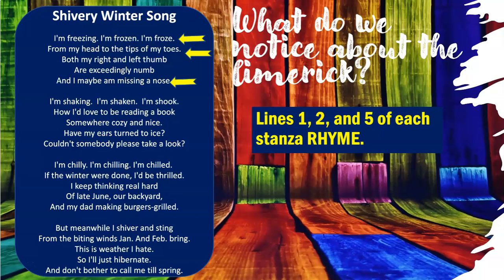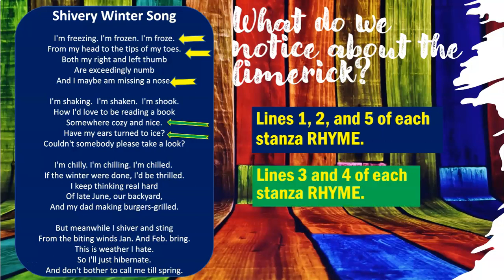Okay? Do you notice anything else about rhyming? Boom. Right? Lines 3 and 4 of each stanza rhyme as well. They rhyme with each other. So I see thumb and numb, nice and ice, and hard and yard. Right? So I think those are some pretty unique characteristics.